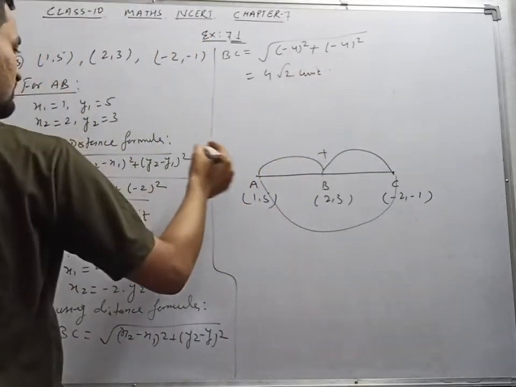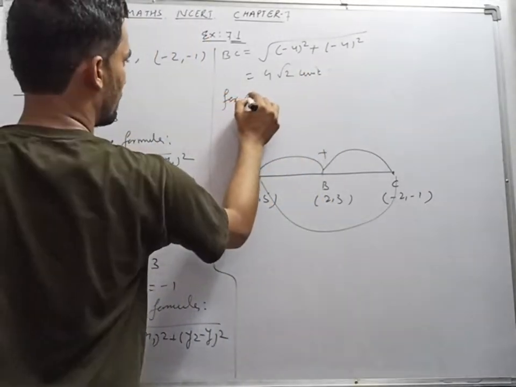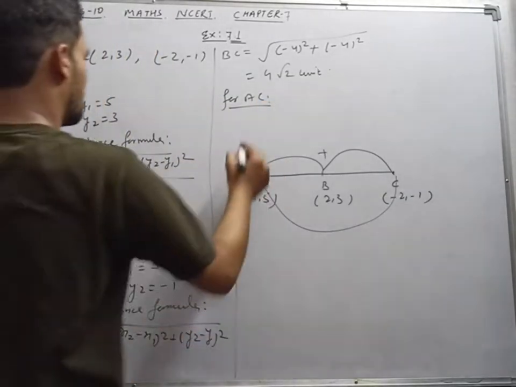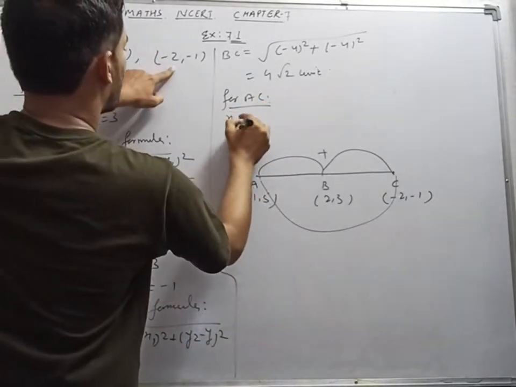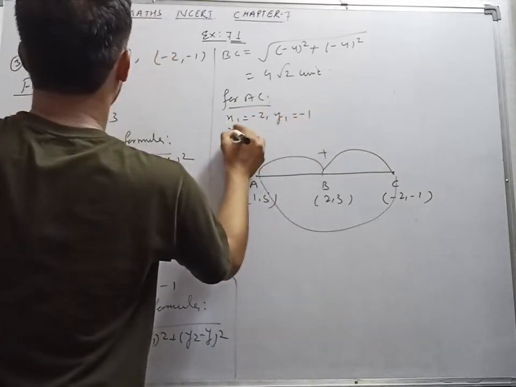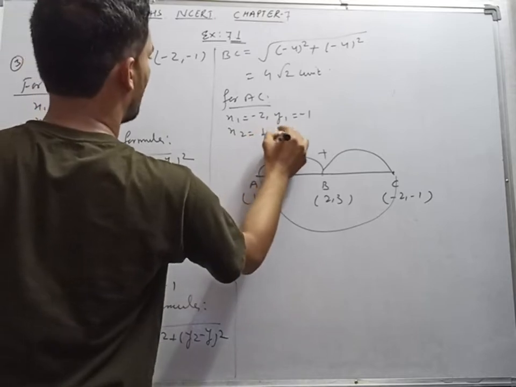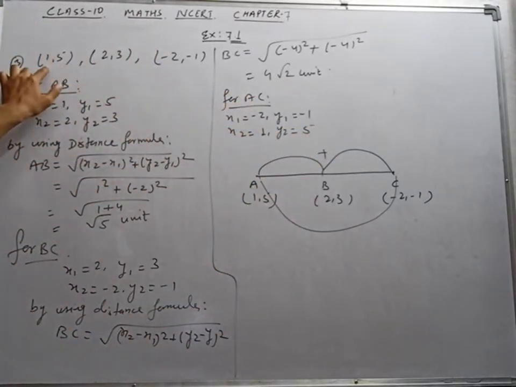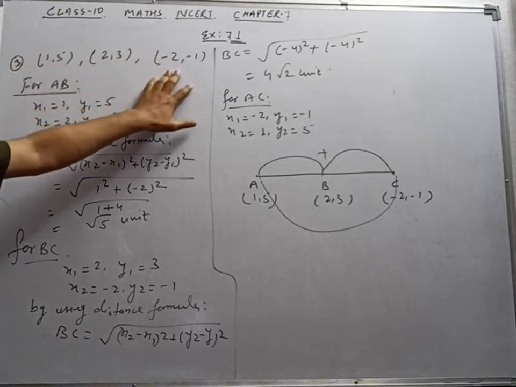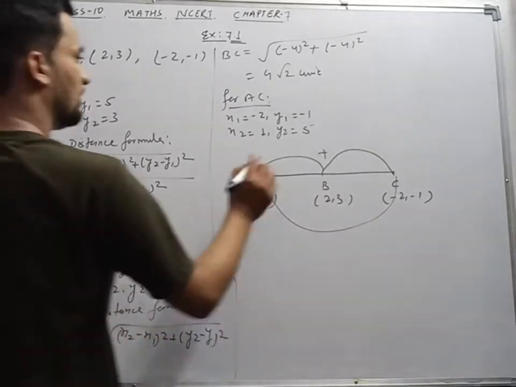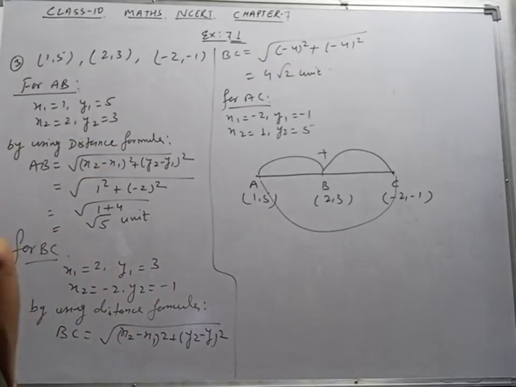And the third one, for AC. I think I can write it directly, or let us take it again for AC. This will be x1 equal to -2, y1 equal to -1, and x2 equal to 1 and y2 equal to 5. Don't be confused. I said AC does not mean this will be x1 and y1. This also can be x1 and y1, and this is x2 and y2.